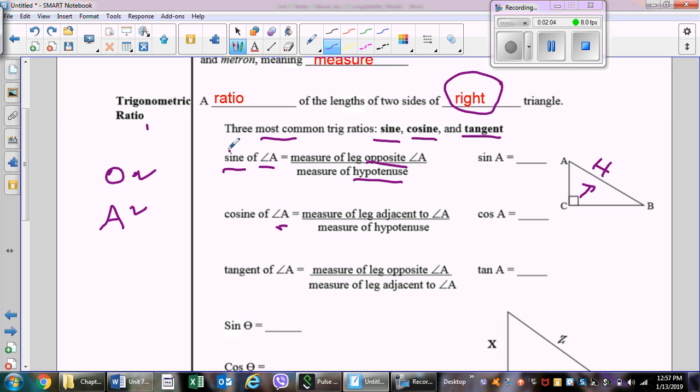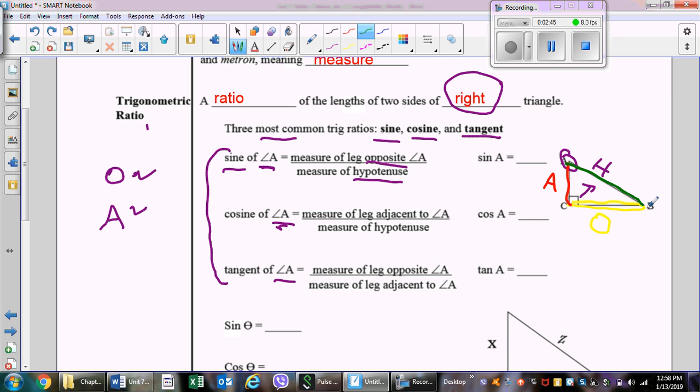So for the first part, we're talking about sine of A or cosine of A or tangent of A. So we're always going to circle the angle we're representing. So which side is going to be opposite to A? The side across from it, in this case BC, is the opposite side. Okay? And then which side is going to be the adjacent side? Adjacent meaning next to. So this becomes the adjacent side. And then the last one is the hypotenuse. The hypotenuse is always the same.